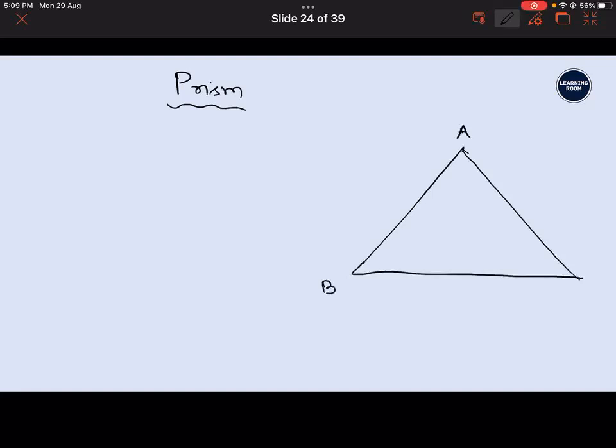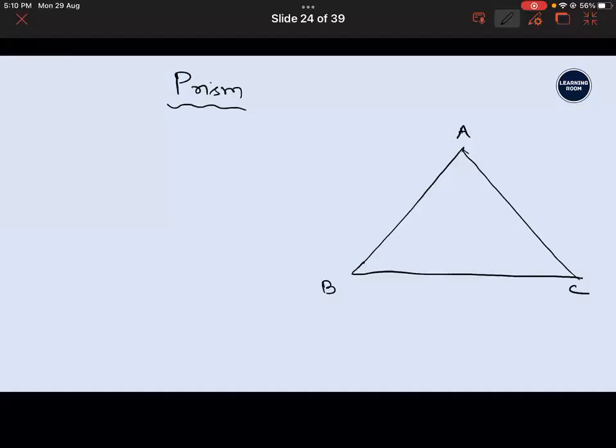So write down the next heading as prism. So in prism, you have something like this. When we discussed lens, what did we say? Lens has two refracting surfaces, where at least one of the refracting surfaces should be spherical in nature. Whereas when you talk about a prism, it also has two refracting surfaces, where both the refracting surfaces are planar in nature.